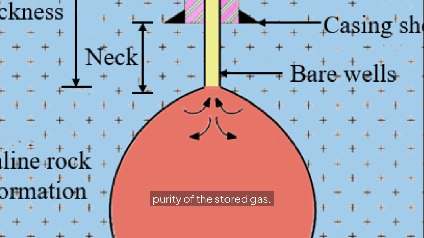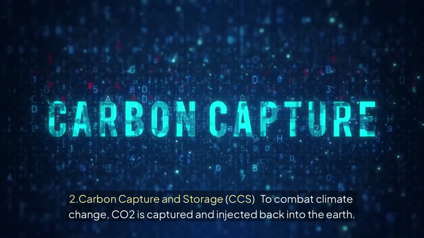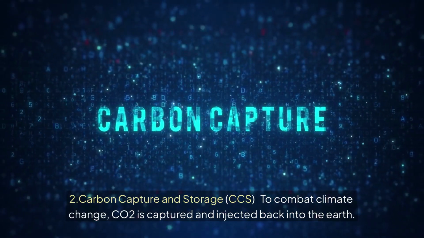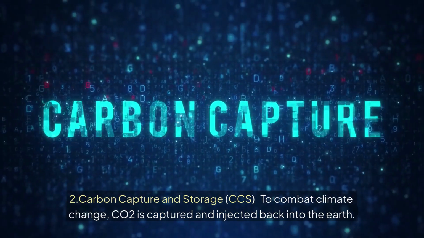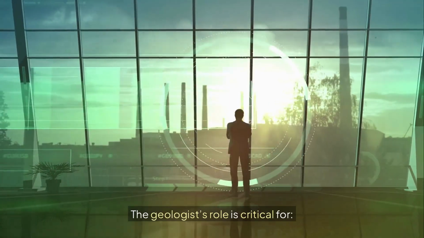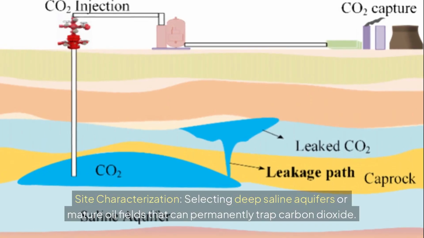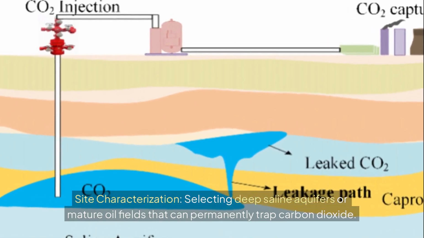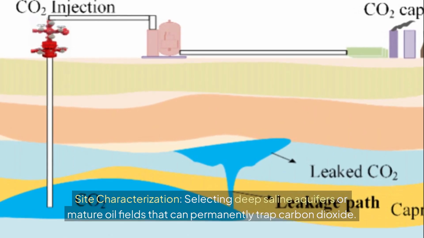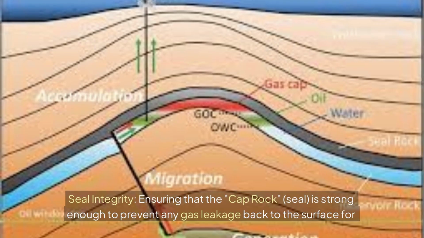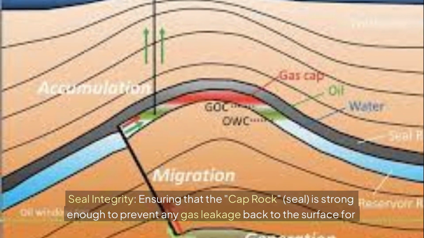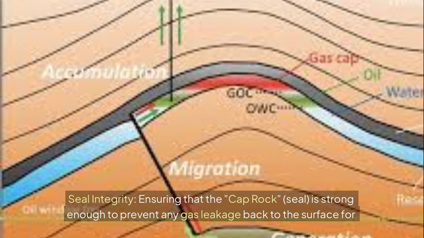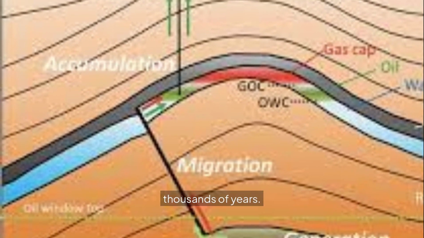2. Carbon capture and storage, CCS. To combat climate change, CO2 is captured and injected back into the earth. The geologist's role is critical for site characterization, selecting deep saline aquifers or mature oil fields that can permanently trap carbon dioxide. Seal integrity, ensuring that the cap rock, seal, is strong enough to prevent any gas leakage back to the surface for thousands of years.